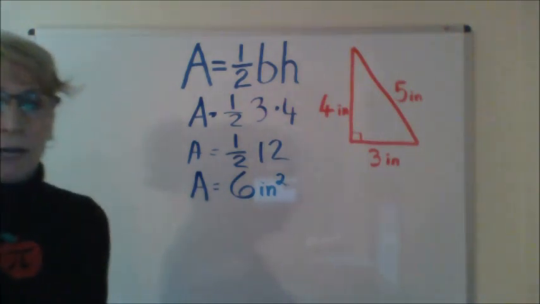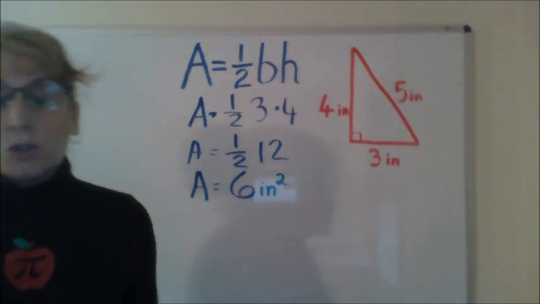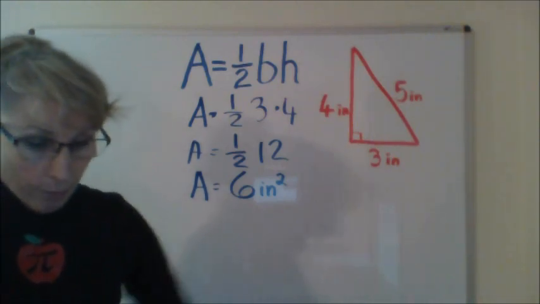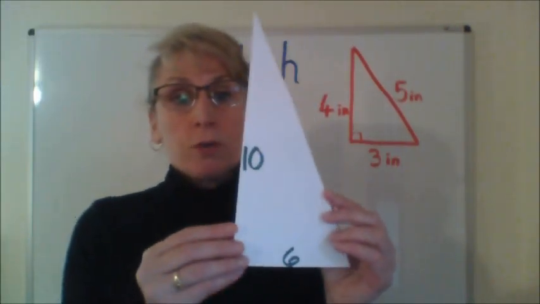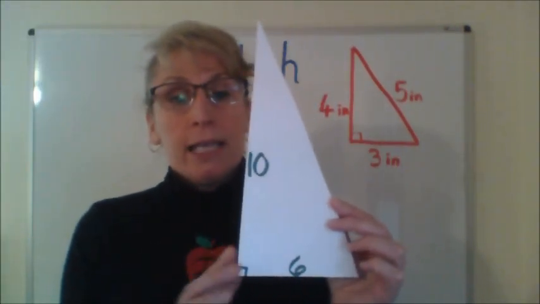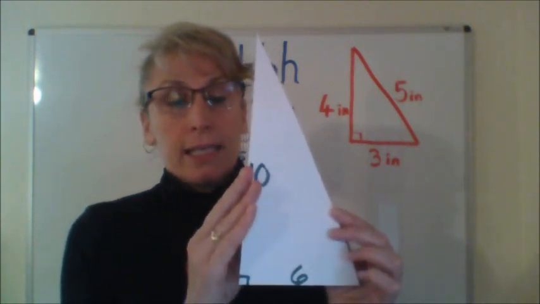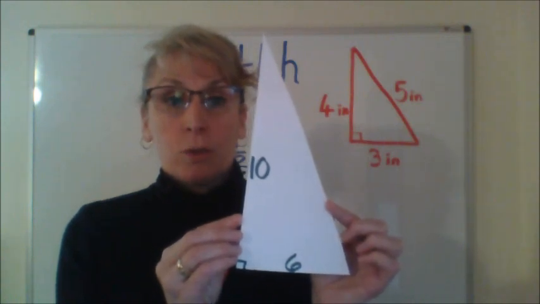Remember, when we're dealing with area, we label it in square inches or square centimeters or whatever unit that we're using. Now, let's take a look at this triangle right here. This is another right triangle. It has a base of 6 and a height of 10. So 6 times 10 is 60. Half of that would be 30. So the area of this triangle would be 30 square inches.